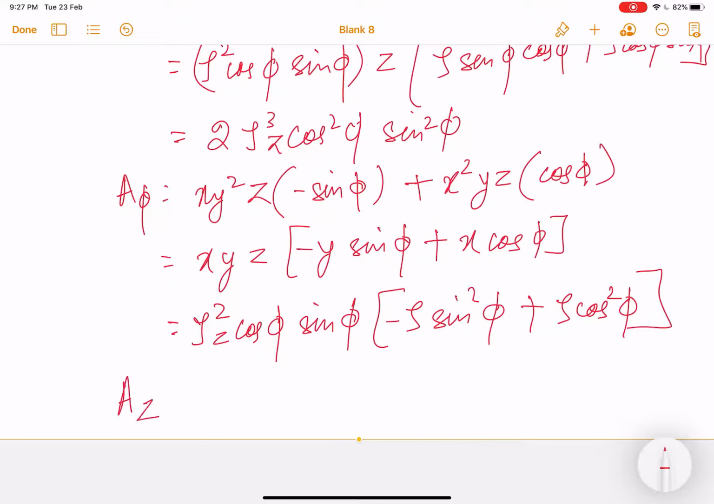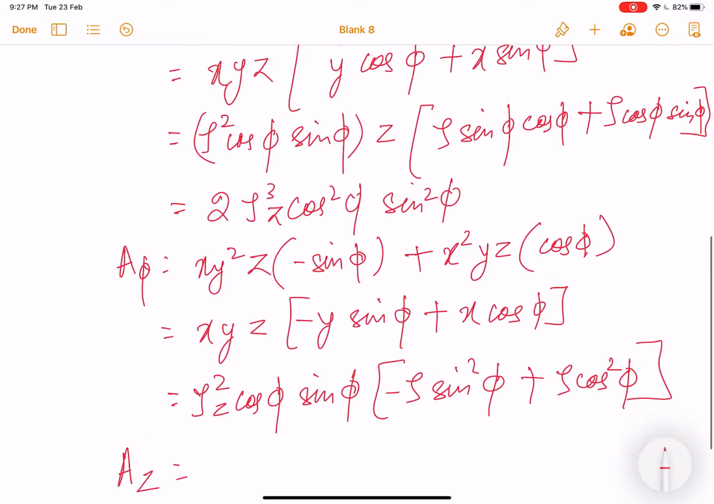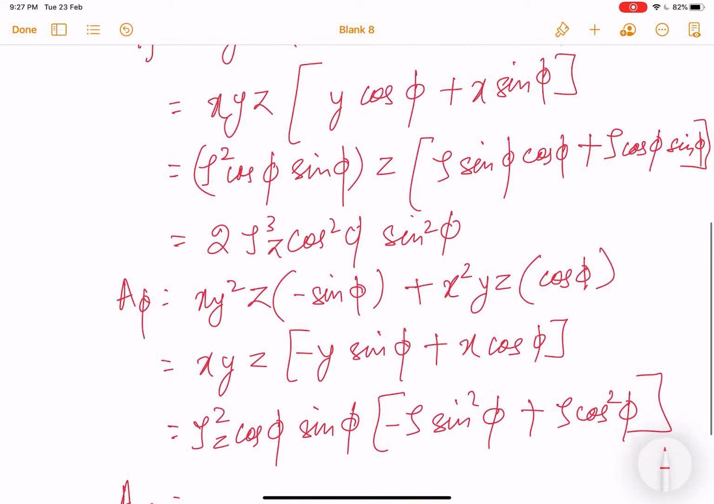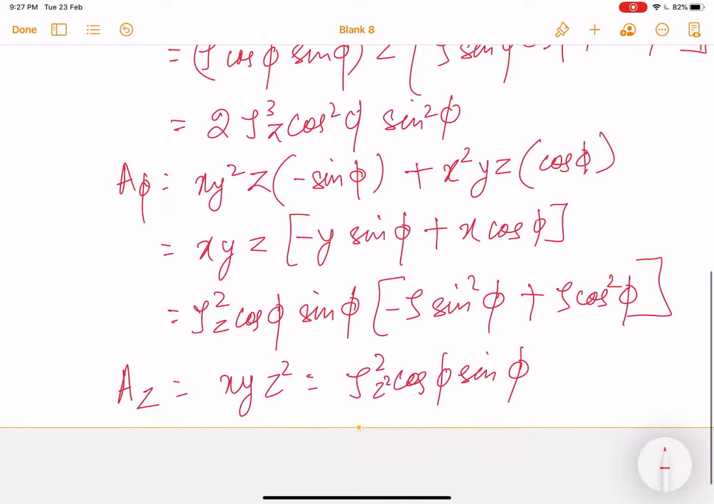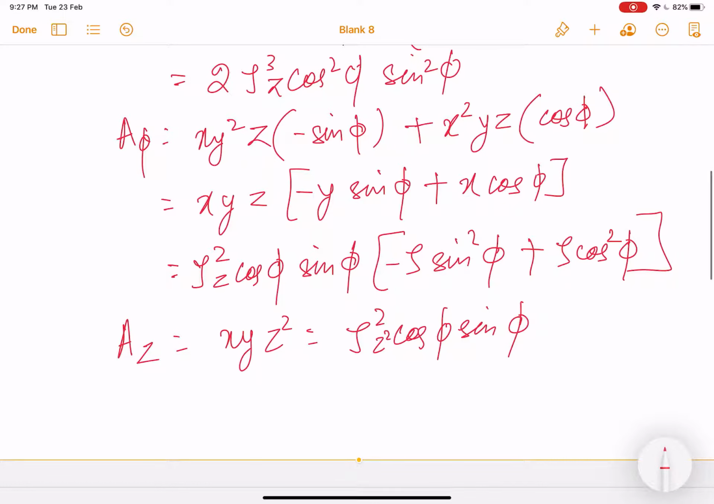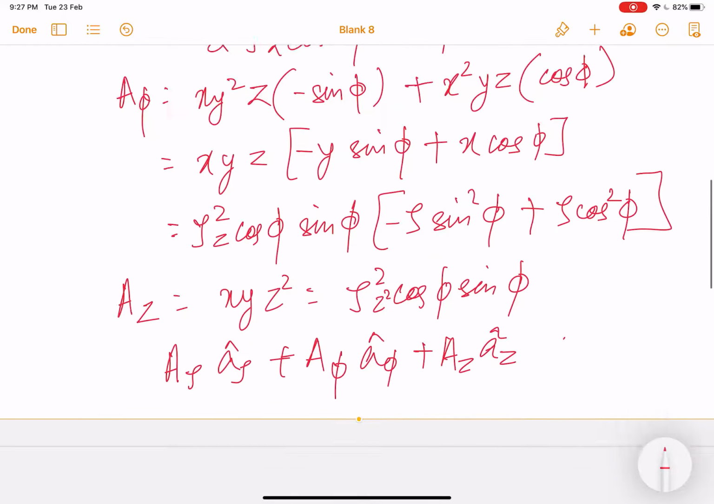Then what is az? Az is xyz². So this one I'll write rho squared cos phi sin phi, and this one is z squared here. So if I have to write it in terms of vector, then I'll represent it like this. You can substitute the values. I'll not substitute it here.